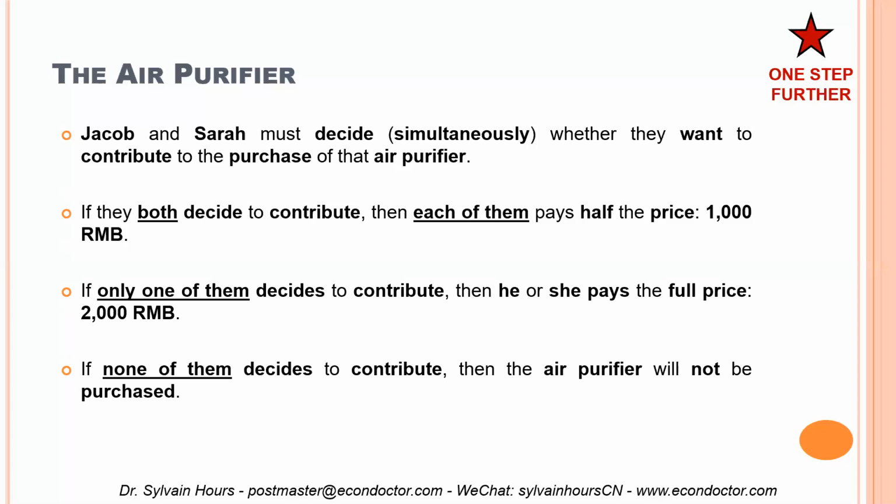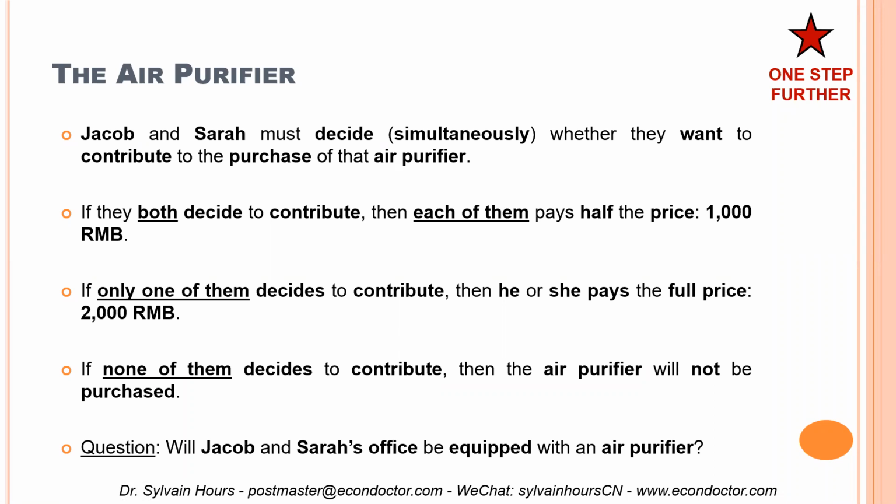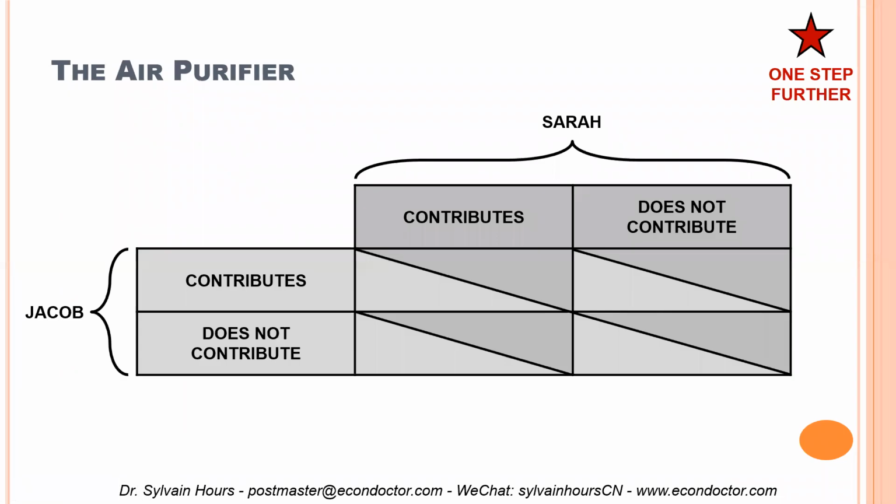So you see that I have described a game, 2 players, Jacob and Sarah, 2 strategies for each. Do I pay, yes or no? And then I have given information about the cost and benefits of each combination of strategy. The question that you can ask your students: will Jacob and Sarah's office be equipped with an air purifier? You can represent this game with this payoff matrix.